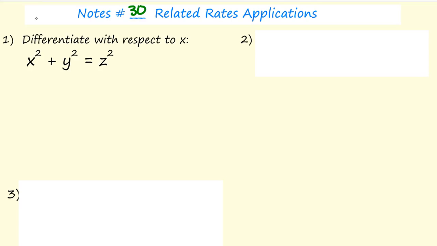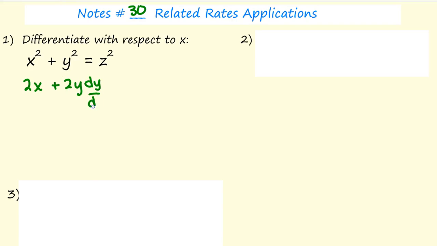So problem number 1, differentiate with respect to x. Okay, so x is our variable, and we're assuming that y is a function of x and z is a function of x. So we're going to use implicit differentiation. So for the derivative of x squared, we have 2x. And for the derivative of y squared, we have 2y times y prime. Remember, the other way to write it is 2y times dy dx.